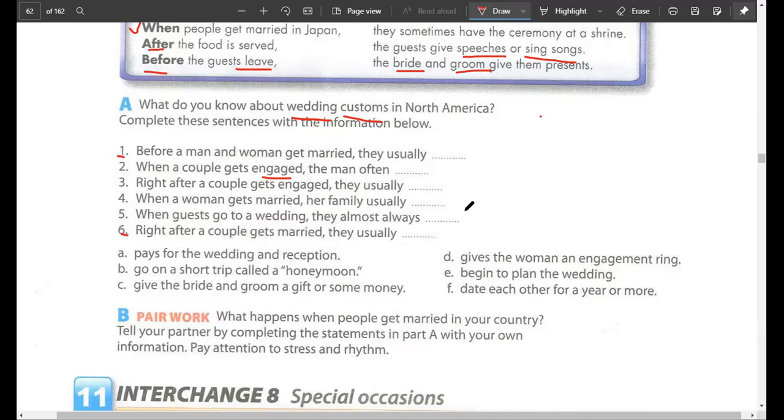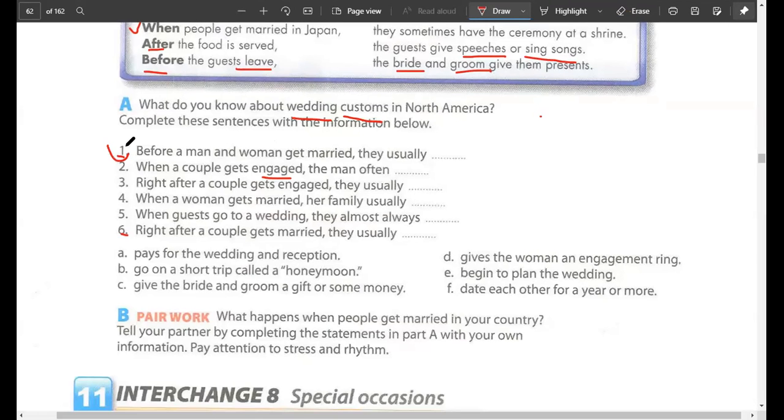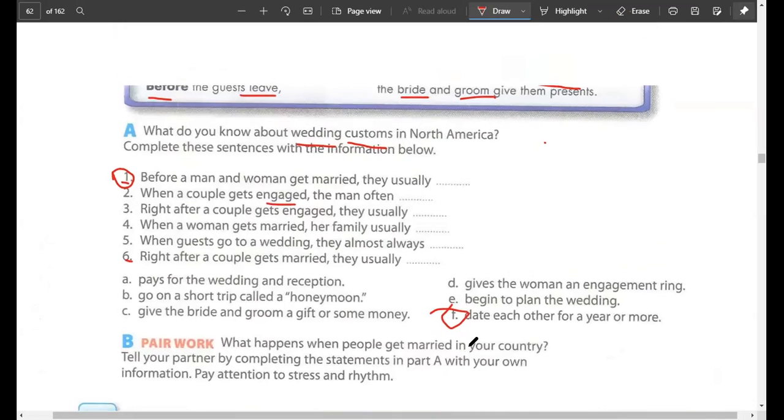All right, thank you so much. I'm sorry, it's raining a lot. So what you have to do is to match the number, okay? The number with the letter. So that's all you have to do, okay? That's all you have to do in there.